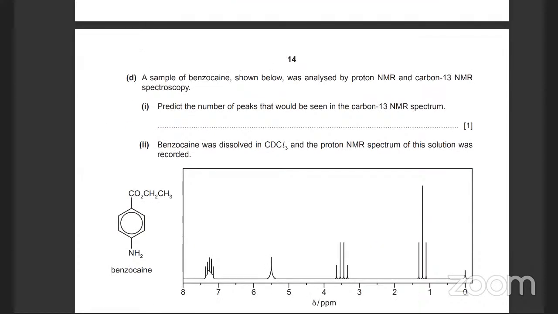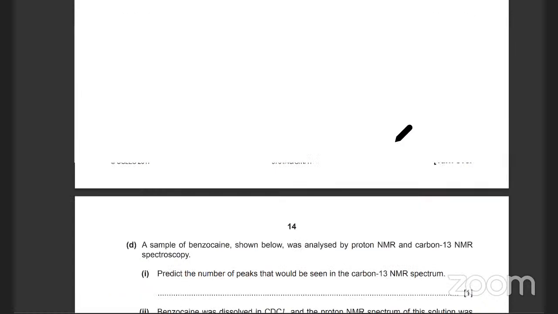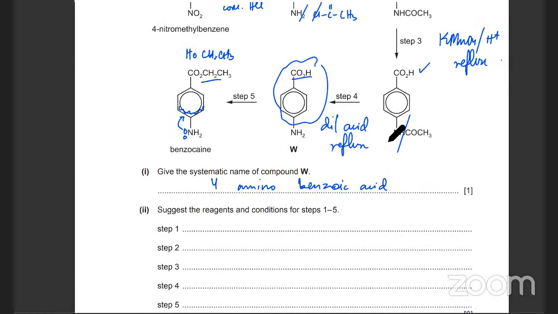Now, a sample of benzocaine was analyzed by proton NMR and carbon-13 NMR. Remember, carbon-13 NMR is exactly the same as hydrogen NMR, except that there's not going to be any splitting. Predict the number of peaks that would be seen in the carbon-13 NMR. Remember, the peaks depend on the chemical environment. So how many different carbons do you have?